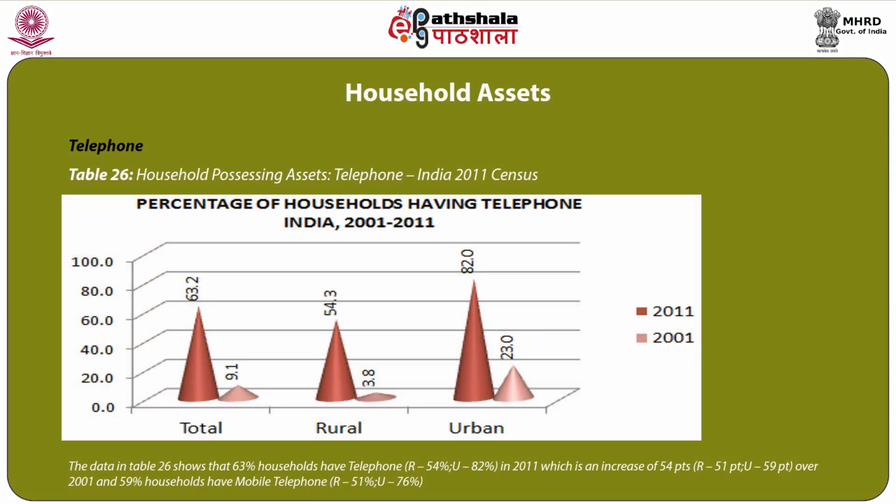Telephone. Table 26, household possessing assets, telephone 2011. The data is represented graphically here. Overall, the data in Table 26 shows that 63% households have telephone. In case of rural, it's 54%, while in case of urban, it's 82% in 2011, which is an increase of 54 points. In rural, it's 51 points, in urban, it's 59 points over 2001. And 59% households have mobile telephones. In case of rural, 51%, in case of urban, 76%.